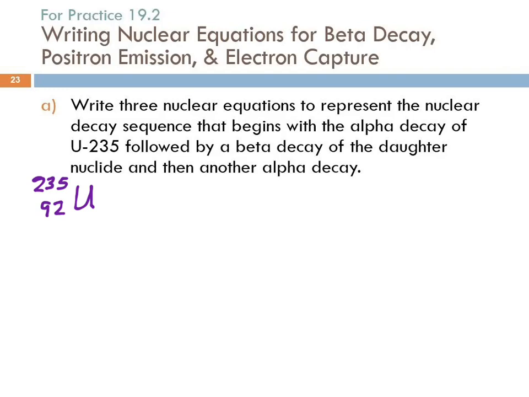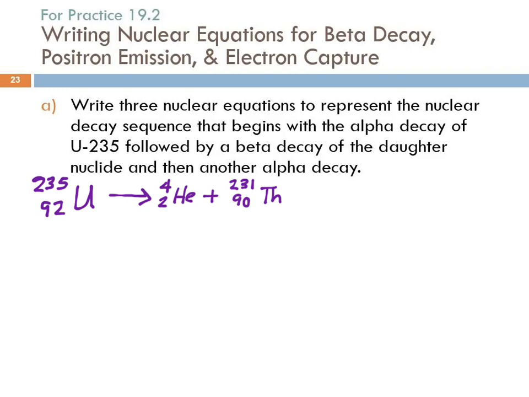So here's the uranium-235. I found the 92 on the periodic table. Alpha decay first. What is an alpha particle? It's the helium nucleus. So 4, 2, He. And this is just real nice simple math. We've got 235 minus 4 is 231, and 92 minus 2 is 90. Then we look up 90 on the periodic table, and that is thorium. So this is the daughter nuclide of the alpha decay of uranium-235.